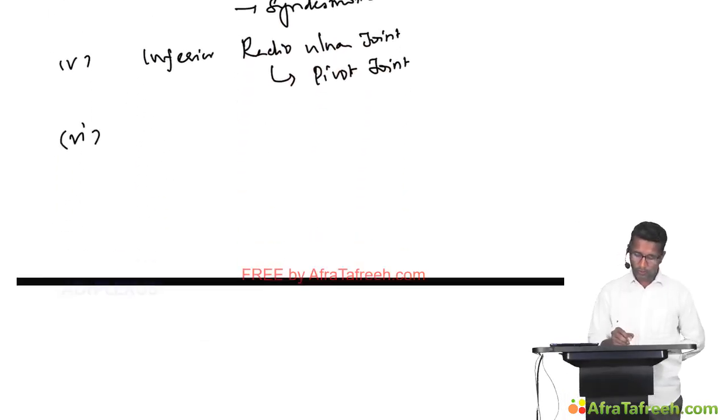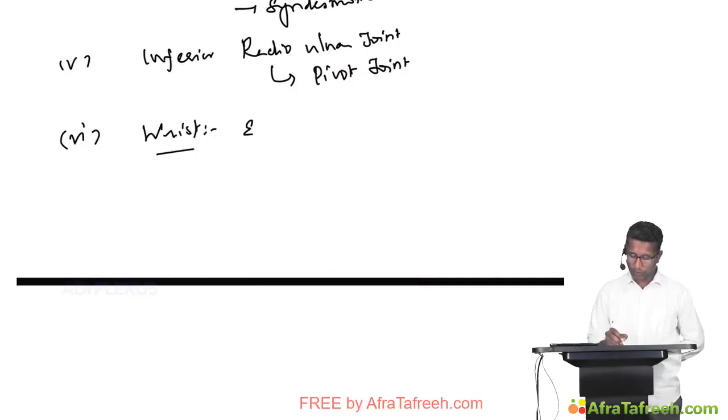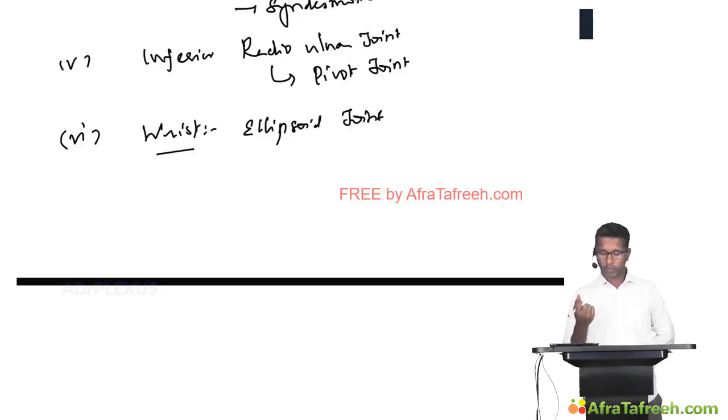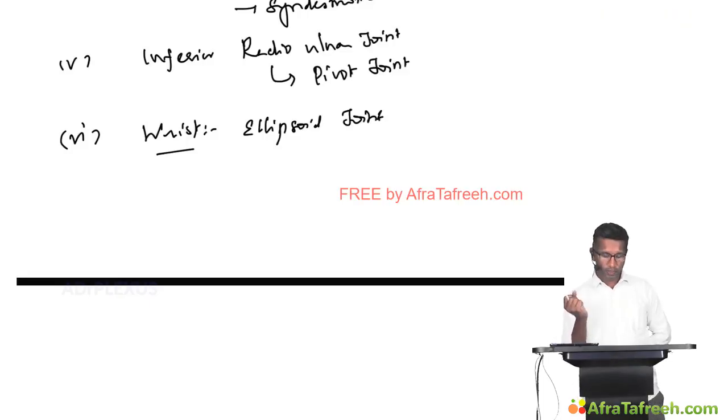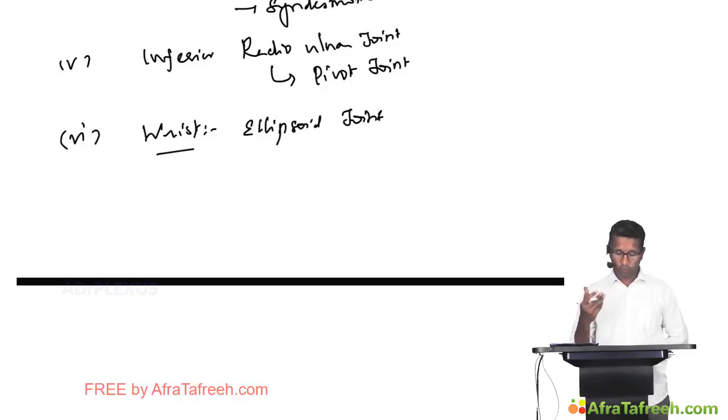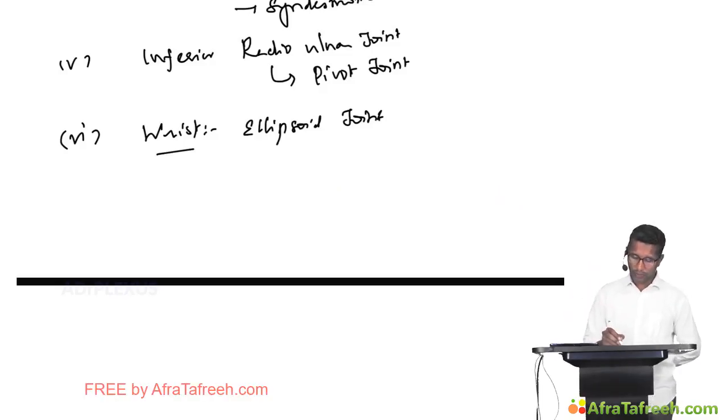The next joint is the wrist joint. Okay, the wrist joint is an ellipsoid joint. A lot of movements take place in the wrist: flexion, extension, and abduction, adduction. I hope you have discussed those actions yesterday itself. So the wrist joint is an example for an ellipsoid joint.